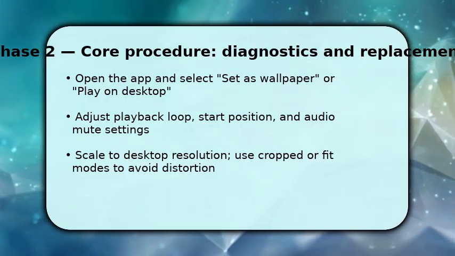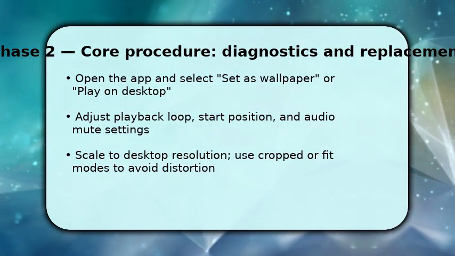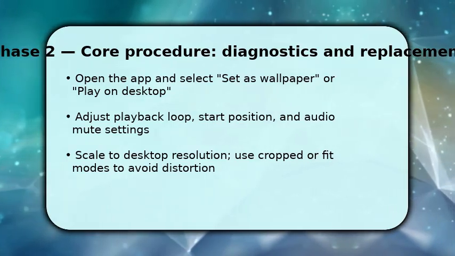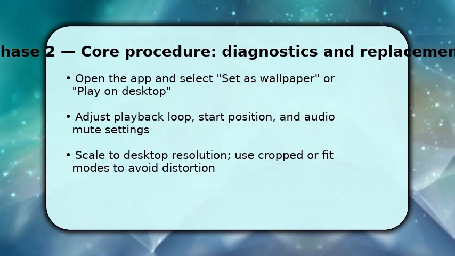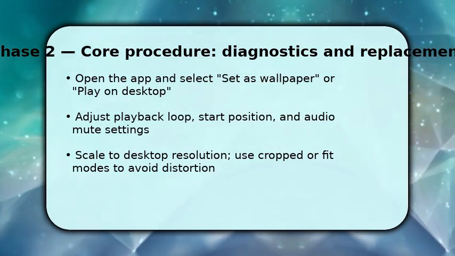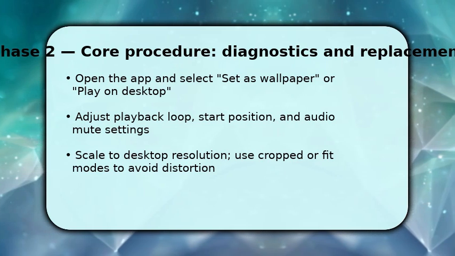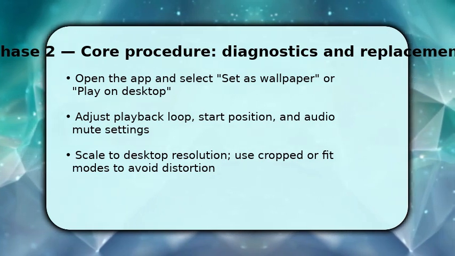Next, configure loop behavior and mute audio if you don't want sound. Make sure to set scaling: cropped, fit, or stretch. Choose cropped or fit to preserve aspect ratio. These choices control how the video fills multiple monitors and prevent visual distortion.